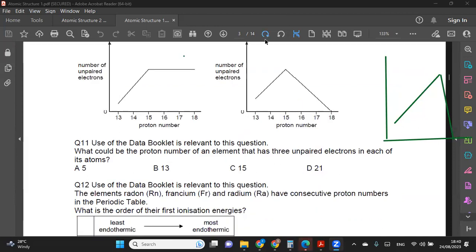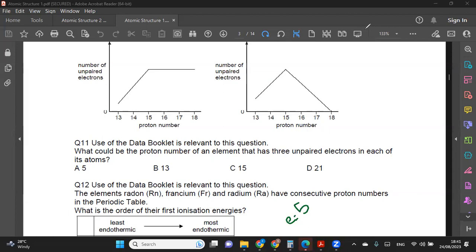Okay, now take a look at this one. Use of data booklet is relevant to this question. What could be the proton number of an element that has 3 unpaired electrons in each of its atoms? Let's solve. What could be the proton number? If the proton number is 5, that means the number of electrons is 5. If the number of electrons is 5, what will be the electronic configuration?